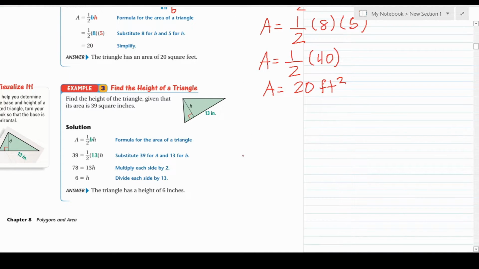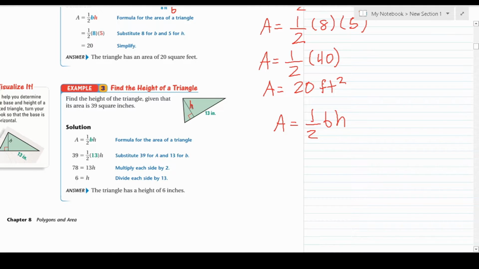And another thing you have to realize is that you're not always going to be asked to find the area of a triangle. In some problems, you're going to be given the area and asked to find the height or its base. And again, that's just a matter of plugging things in the formula and solving for the missing variable. In this case, it says find the height of the triangle, given its area is 39 inches squared. So again, let's start by writing down the formula to find the area of a triangle. It's area equals 1/2 times base times height.